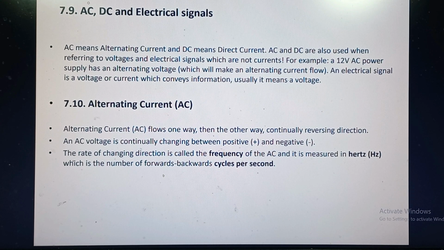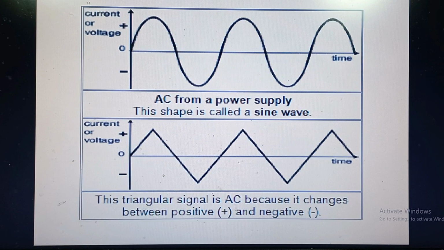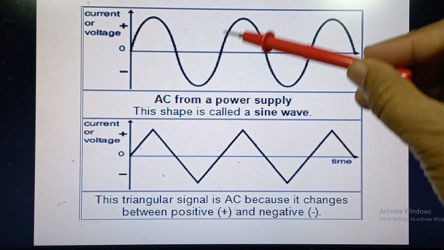An alternating current flows one way, then the other way continuously, reversing direction. An AC voltage is continuously changing between positive and negative. The rate of changing direction is called the frequency of the AC, and it is measured in hertz, which is the number of forward-backward cycles per second. Here you see the wave shapes or the waveforms of alternating signals. Here you can see a sinusoidal waveform.